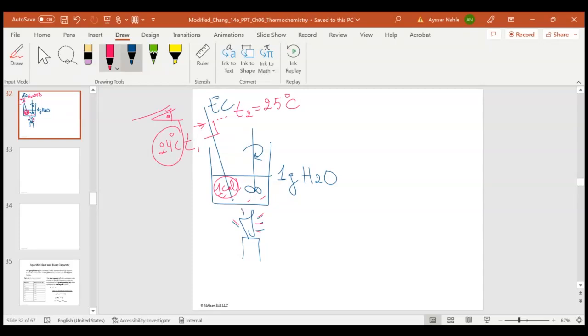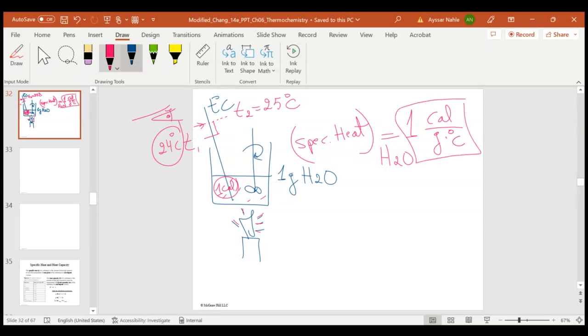And then we can say, this is the specific heat of what? Of water. That's the specific heat of water. And by definition, the specific heat of water is 1 calorie per gram per degree Celsius. So that's the specific heat of the water, and that's by definition, okay?